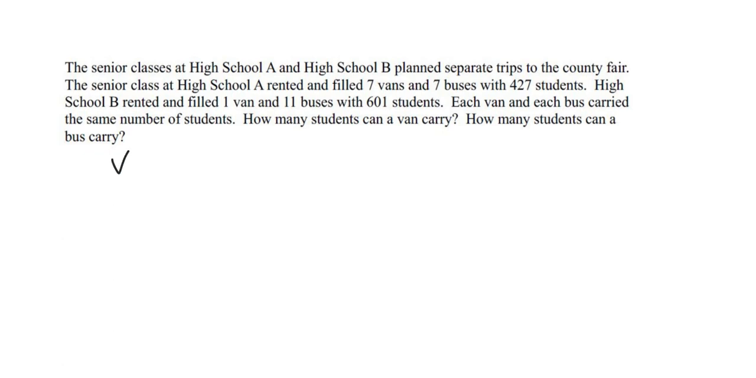We'll say van and bus. Okay, so let's imagine. So I'm going to take a look here. First of all, I have 1 van, 11 buses, 601 students, and then we've got 7 vans, 7 buses, 427. So let's guess at buses. I'm just going to guess, I don't know, 40. 40 seems like a reasonable number of kids to fit on a bus.